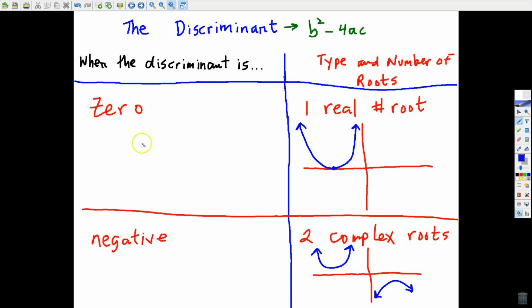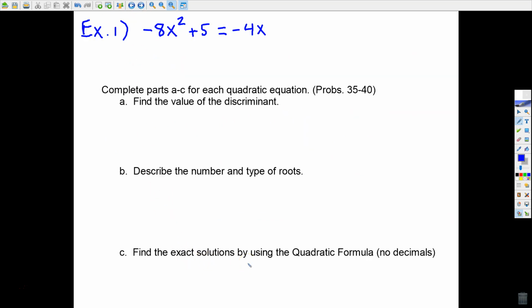Okay, so those are your four possibilities, and those are the types of answers that you're going to be giving when you get to problems like this. So let's just do a couple. So hopefully you got your calculator handy. So these are obviously multi-part. There's 6 problems like this at the beginning of your lesson.